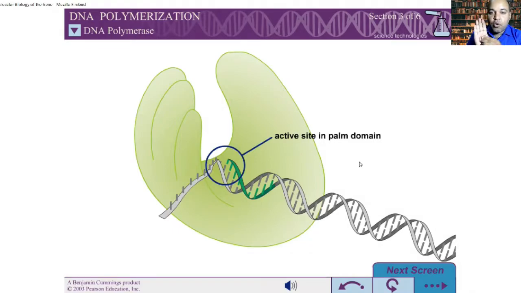The thumb domain will hold the DNA molecule so that during the process of replication it does not slip from the active site, and these finger domains will cause the nucleotide triphosphate to come in close proximity with the DNA molecule so that it can bind.